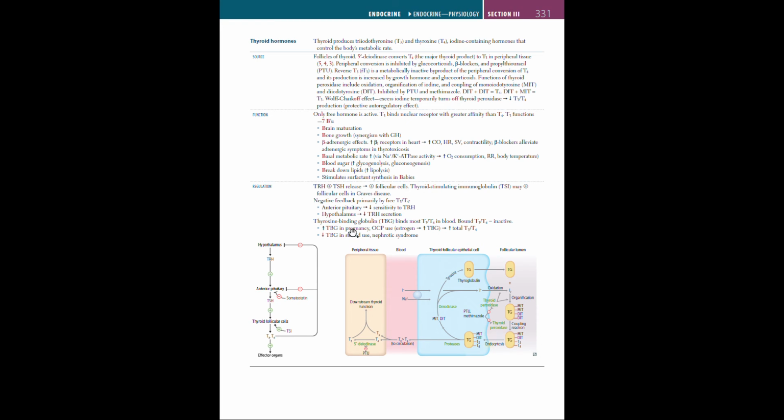Thyroxine binding globulin, TBG, binds most T3 and T4 in the blood; bound T3 and T4 are inactive. TBG is increased in pregnancy and OCP use, as estrogen causes an increase in TBG, which will lead to an increase in T3 and T4. TBG, thyroxine binding globulin, is decreased in steroid use and nephrotic syndrome.